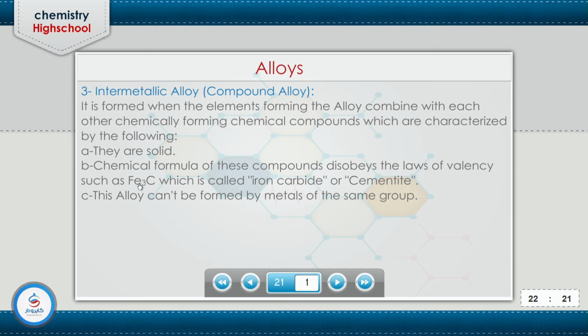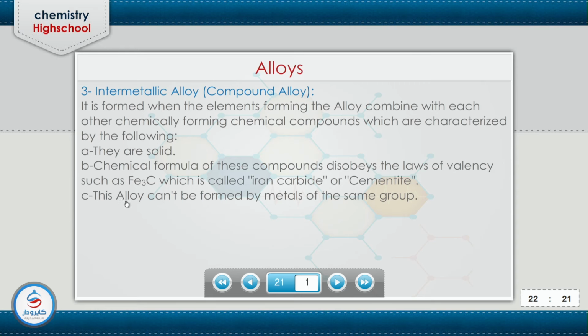So the chemical formula of the iron carbon alloy is Fe3C, which is called iron carbide. This compound alloy, this intermetallic alloy between iron and carbon, is called iron carbide or cementite. This cementite or iron carbide has the chemical formula Fe3C. This Fe3C is not obeying the laws of valency.